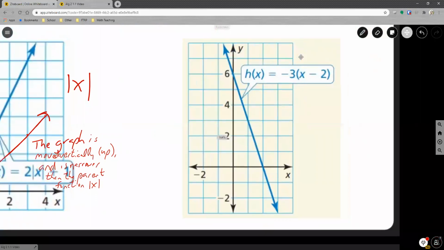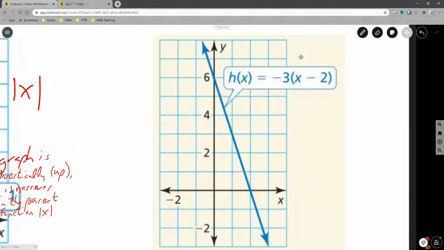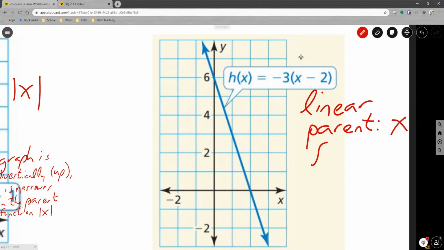Let's look at the second graph. It's also a little bit different. I've got h of x equals -3 times x minus 2. Well, if I look at the graph, just comparing it to our chart from earlier, it is going to be a linear function. We know the parent function of a linear is just going to be the function x, or you can say f of x equals x.